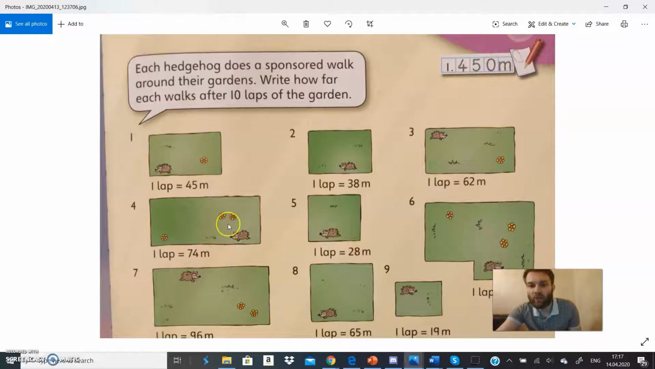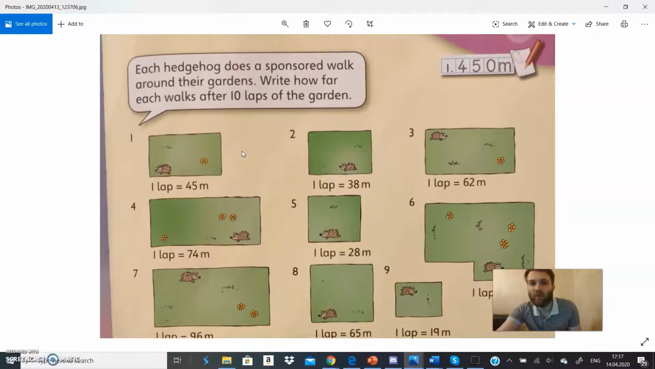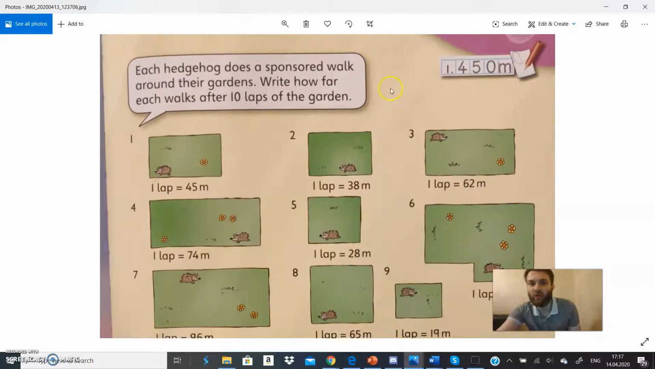If there are no decimals in any of the questions, which here there are no decimals, it's really easy, because all you actually have to do if you multiply by 10 is add a 0 to each number. So it's the same number plus a 0, done, easy.